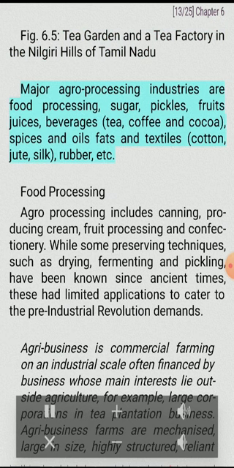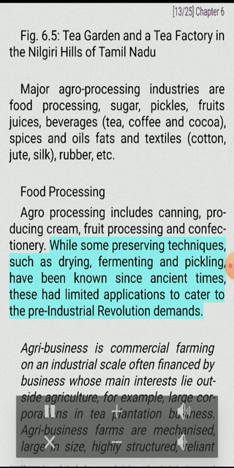Major agro-processing industries are food processing, sugar, pickles, fruits, juices, beverages, tea, coffee and cocoa, spices and oils, fats and textiles, cotton, jute, silk, rubber, etc. Food processing. Agro-processing includes canning, producing cream, fruit processing and confectionery.